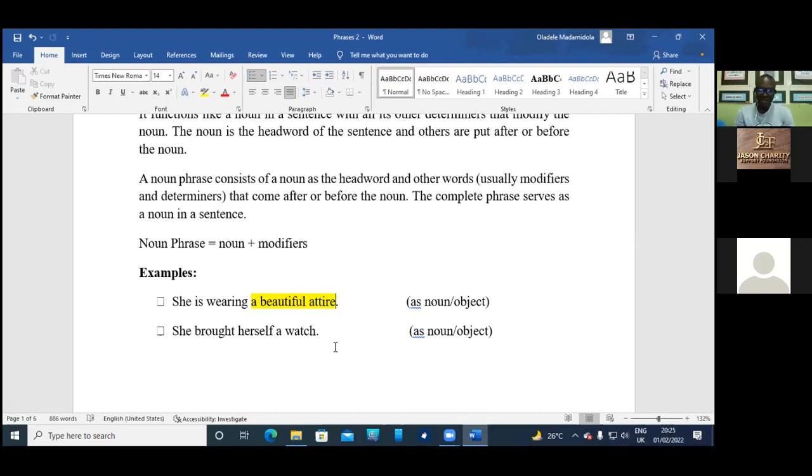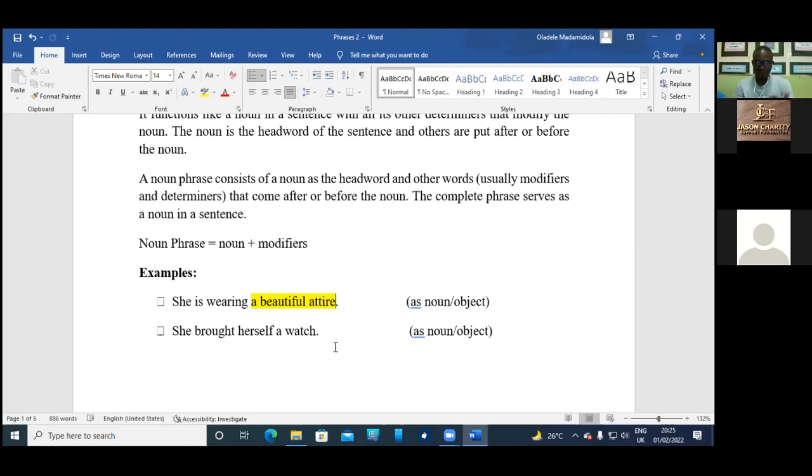She bought herself a watch. She bought herself a watch. Now, what is the noun phrase there?